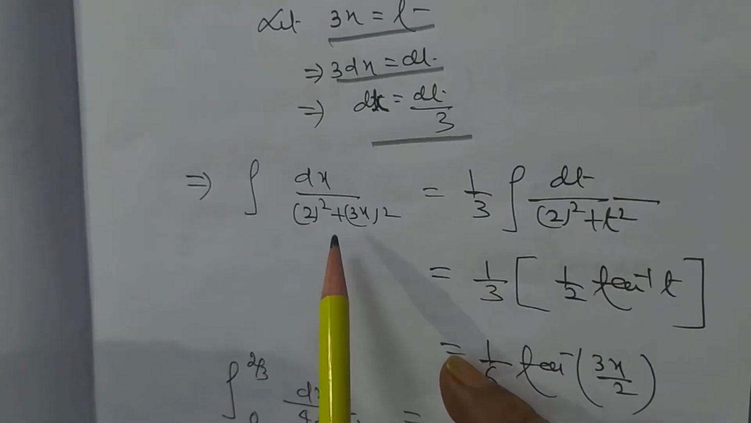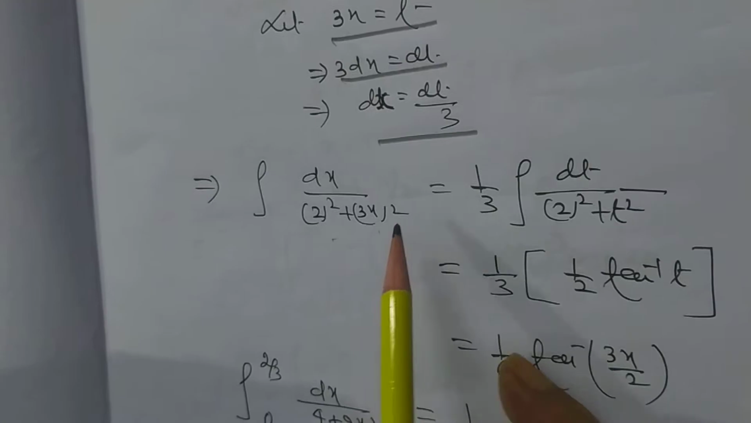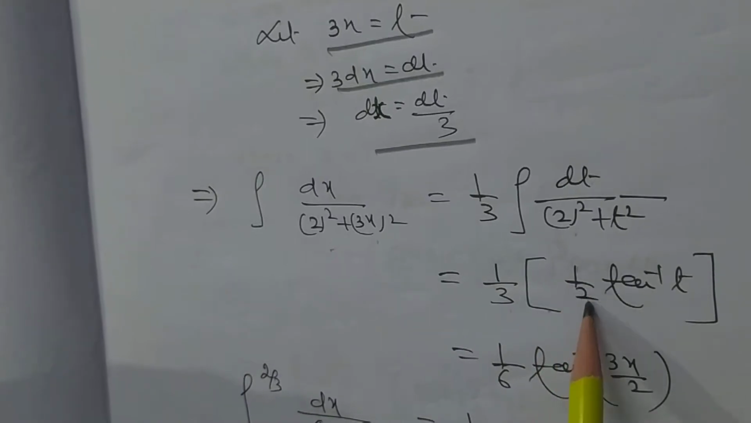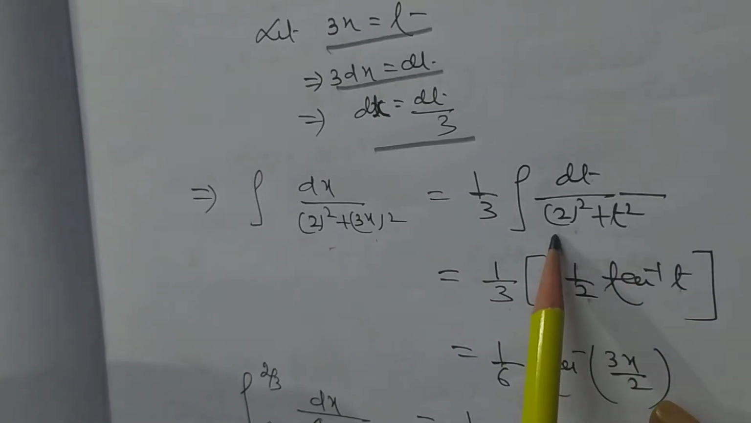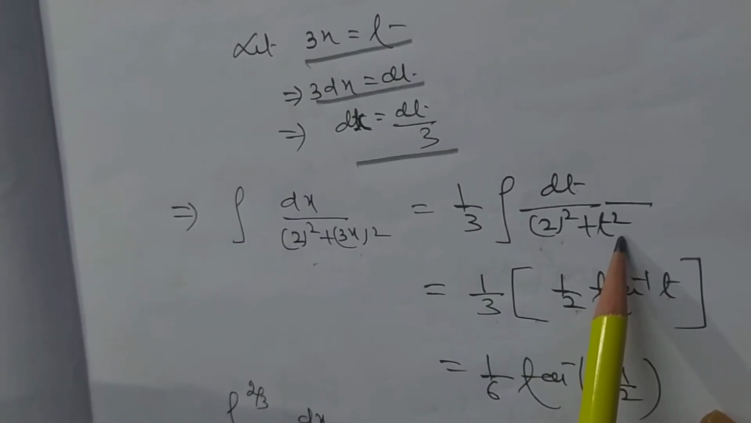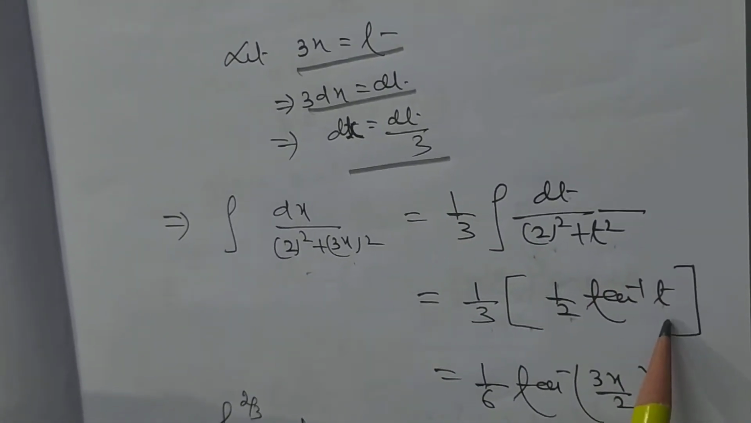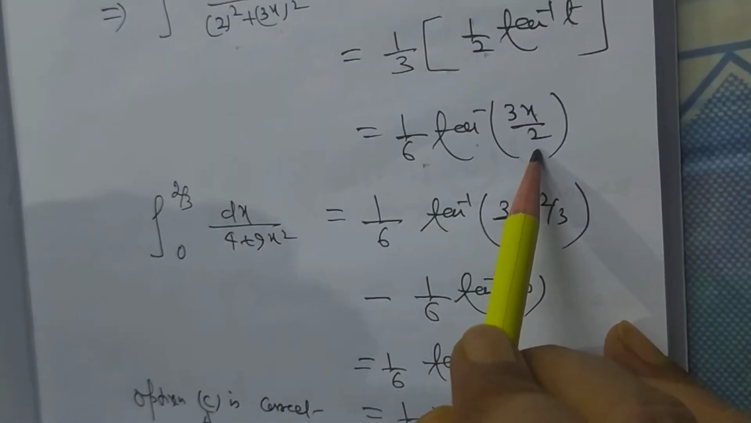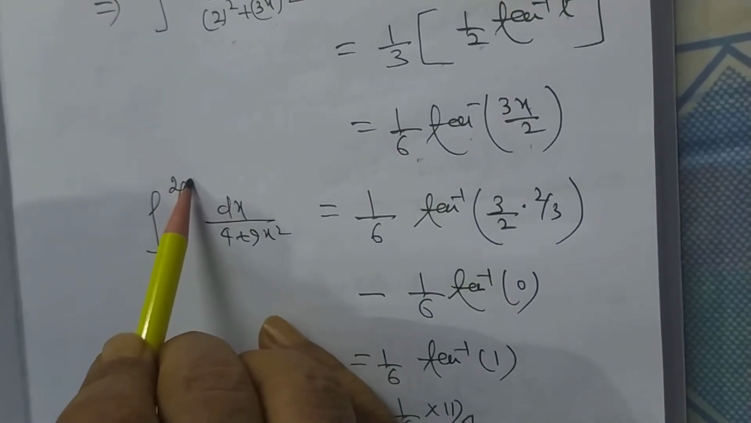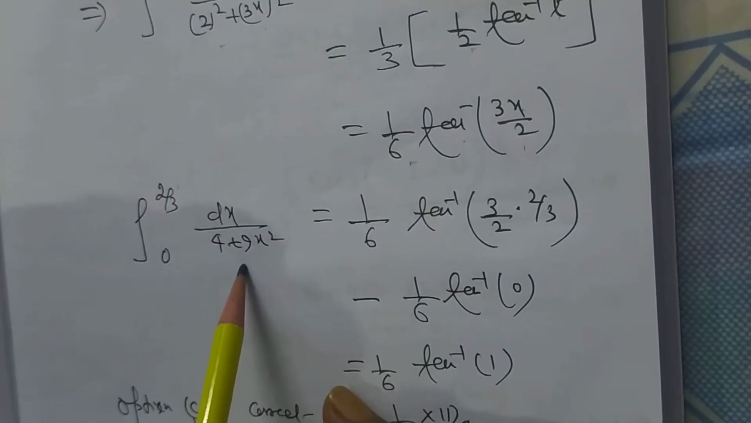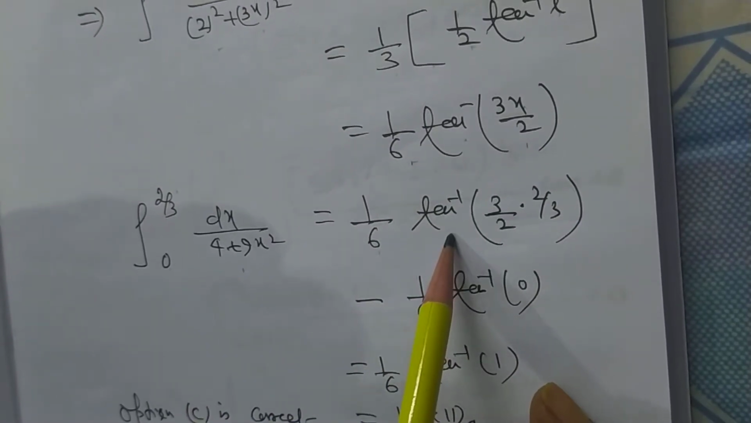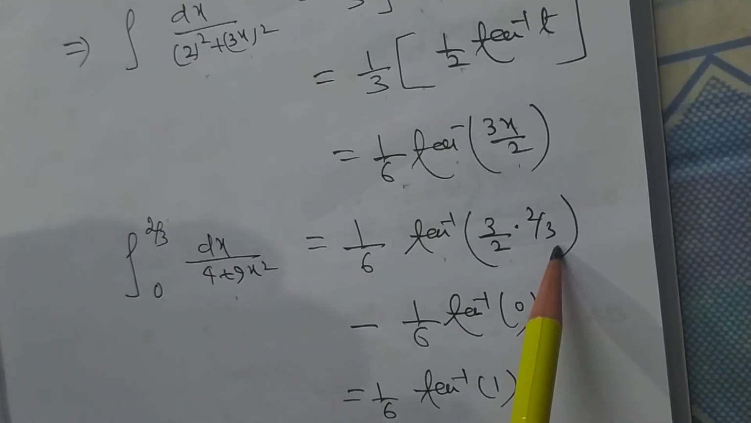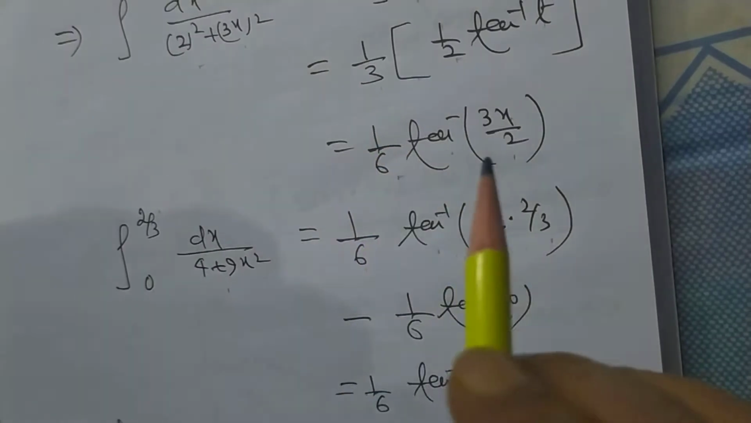So it is on the formula for dx by 2 square plus t square, and it will be 1 by 3 into 1 by 2 tan inverse t. It is on the standard formula: integral of dx by x square plus a square is equal to 1 by a tan inverse x by a. So now, my dear student, it is 1 by 6 tan inverse 3x by 2. So the integral from 0 to 2 by 3 of dx by 4 plus 9x square is equal to 1 by 6 tan inverse 3 by 2 into 2 by 3.